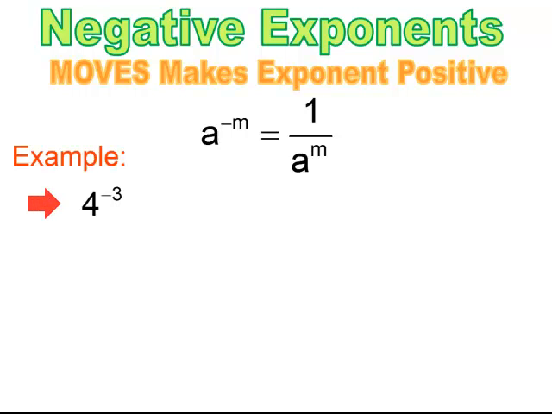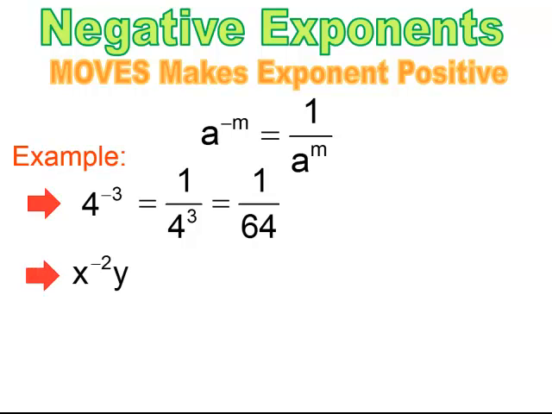So if you have 4 to the negative 3rd power, that really means I have 1 over 4 to the 3rd, or I have a fraction. I need to simplify that piece, so 4 to the 3rd equals 64. So my solution would be 1 over 64. Be careful. It's not a negative number. It is a negative power, and the negative power means I need to move and make the power positive.